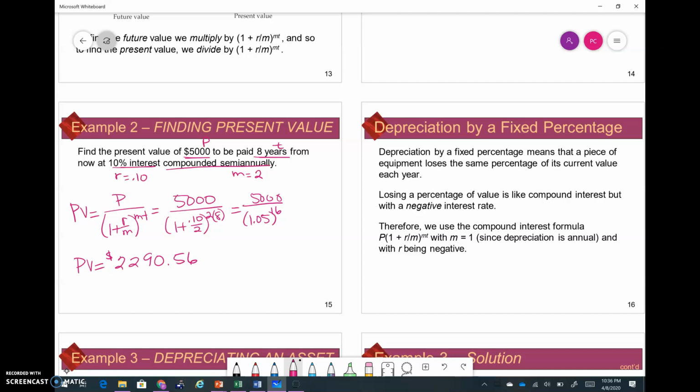So the future value is finding, if I put this much into an account, what will I get in the future? Present value is, I need this amount, so what do I need to put in now?